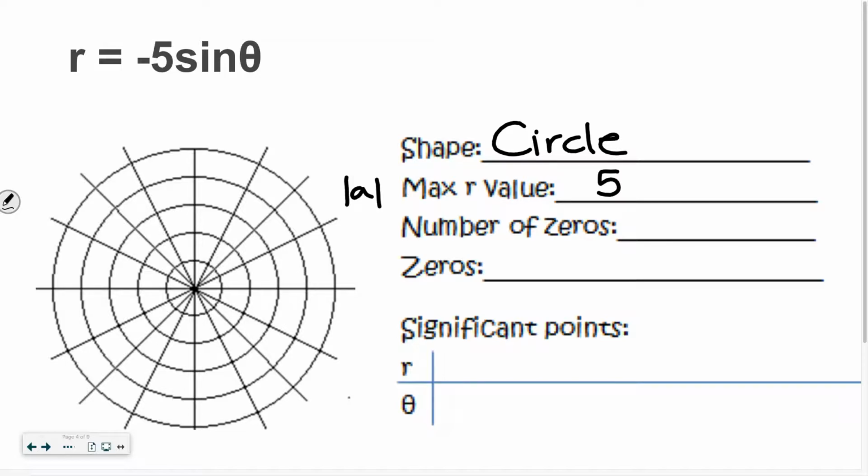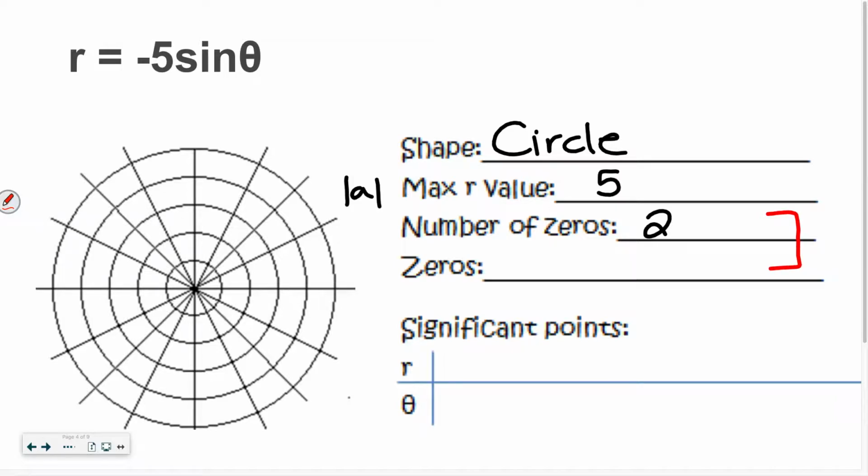How many zeros does an a sine theta circle have? 2. Sine starts and ends at the pole. Those count as 2 zeros. So that's just something you need to know. And we'll see some kind of pattern with the rose curves. It's not the same, but it'll be the same-ish.